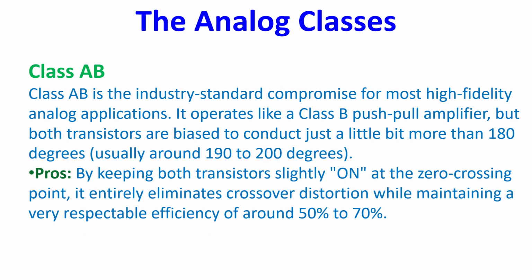Class AB is the industry standard compromise for most high-fidelity analog applications. It operates like a Class B push-pull amplifier, but both transistors are biased to conduct just a little bit more than 180 degrees, usually around 190 to 200 degrees. Advantage: by keeping both transistors slightly on at the zero crossing point, it entirely eliminates crossover distortion while maintaining a very respectable efficiency of around 50 to 70%.